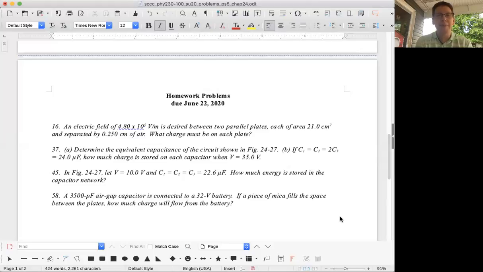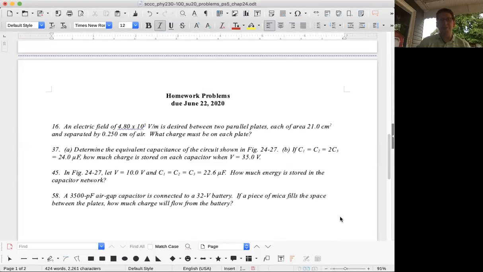And then the last problem, or rather, 45, in figure 24.27, and again, these figures are in the book. Let V equal 10.0 volts and C1 equals C2 equals C3 equals 22.6 microfarads. How much energy is stored in the capacitor network? You can figure out the equivalent capacitance of C1, C2, and C3, or the total capacitance. And if you know that, then you have enough information to figure out the energy that's stored in the capacitor network. And that brings us to the last problem.